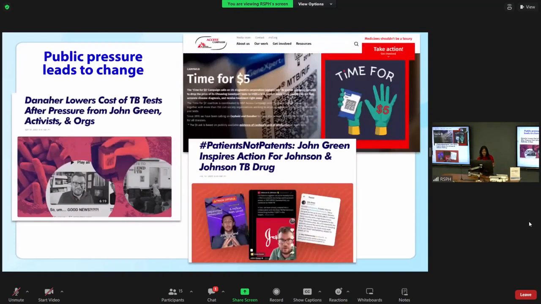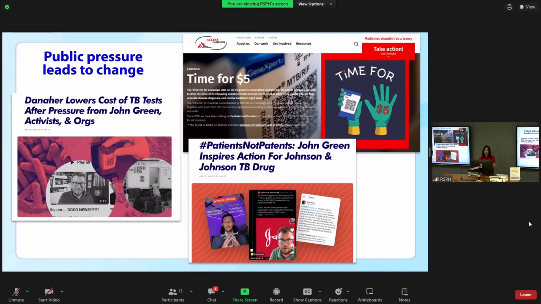So I've mentioned it a few times, but I really want to highlight the impact, the effectiveness of public pressure and advocacy on all of the things I just shared with you: on bringing down the cost of the GeneXpert cartridge test, on not enforcing the secondary patents. And the work is not done. We're not saying, okay, this is great, we're done. There's still a lot more that needs to be done.